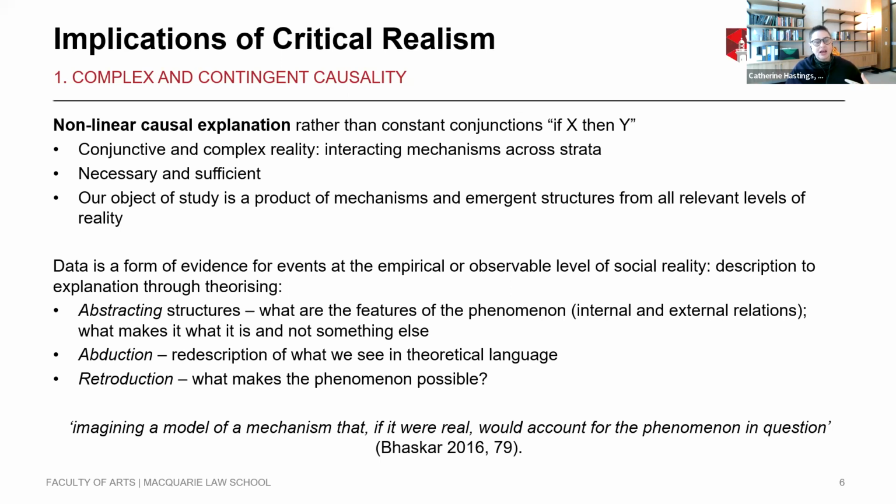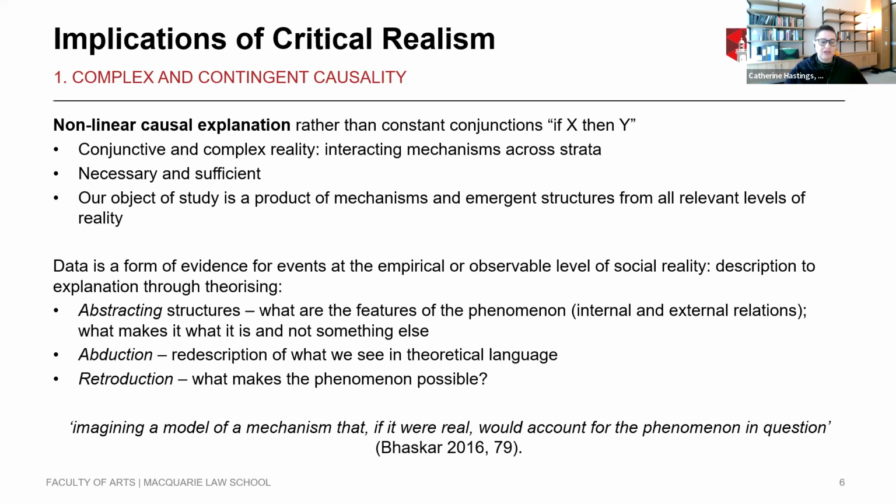this can happen. First of all, by abstracting: what are the structures, what are the features of the phenomenon, its internal relations and its relations externally to other objects, what makes it what it is and not something else. So what's the nature of the structures, through abstraction. Abduction is a process of redescribing what we see, but in theoretical language. So moving from the detail of many different examples to thinking more generalizably or theoretically about what it is that we are seeing.